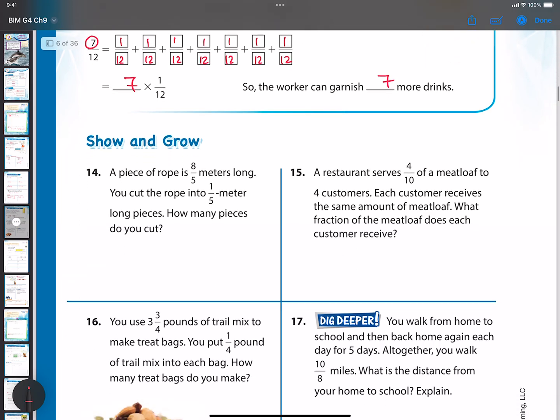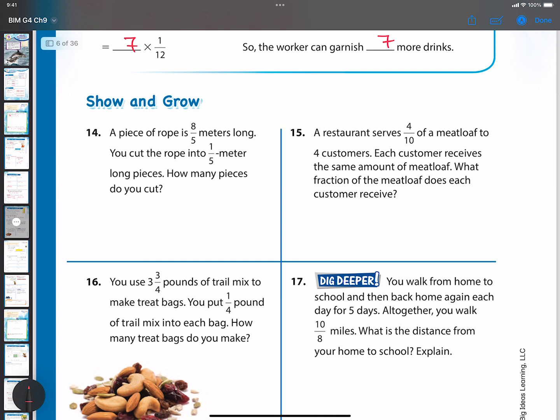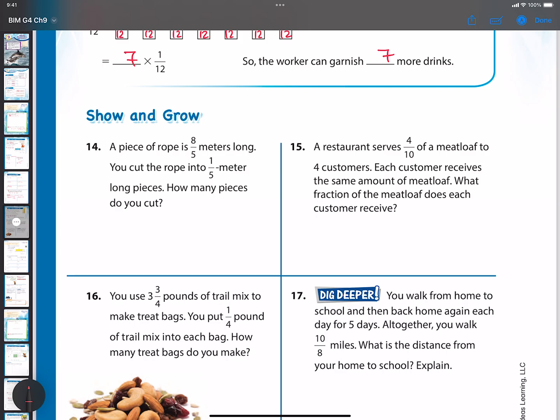Okay, now let's go to show and grow. A piece of rope is 8/5 meters long. You cut the rope into 1/5 meter long pieces. How many pieces do you cut? This is for fourth graders' questions. All right, you can do it so easy, right? You have a piece of rope that is 8 over 5. Now you need to cut by 1/5. How many pieces do you cut? 8 times 1 over 5. So the answer is 8 pieces.